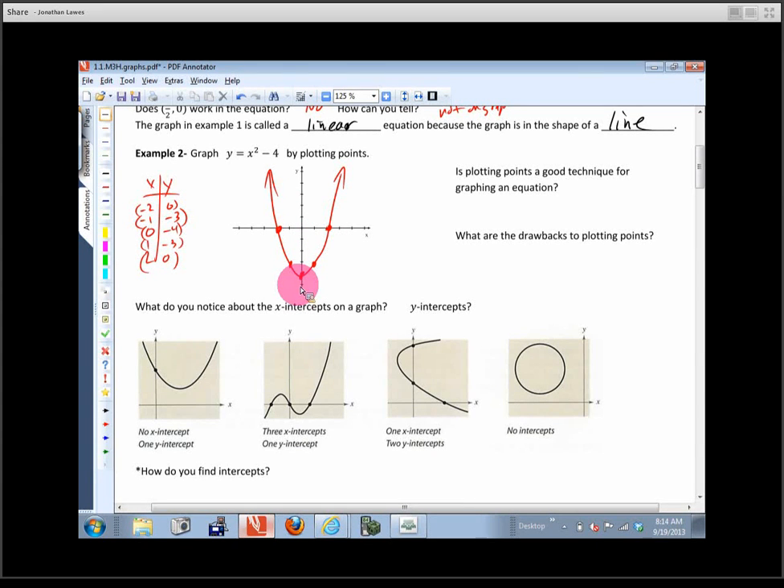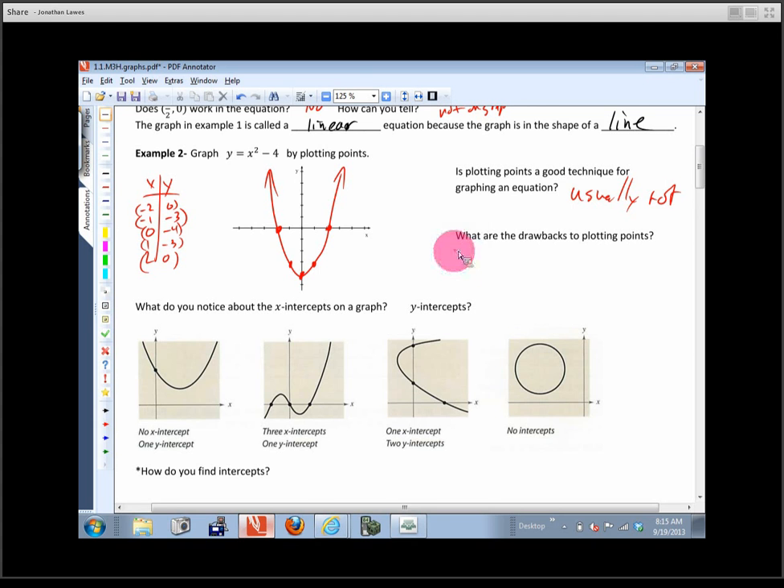Okay, but my point here is we can get a rough idea of what the shape is, and both of these graphs were graphs that you're probably familiar with, but we can get some idea just by plotting points. Okay, but is plotting points a very good technique? Is it a very efficient way of finding out exactly what the graph looks like? Okay, usually not. It's usually not. Okay, what are the drawbacks to plotting points? Can anybody think of one reason why plotting points is kind of a pain? Raymond?